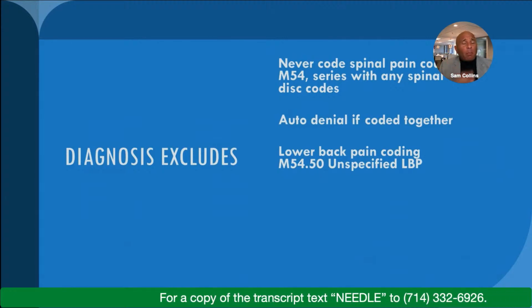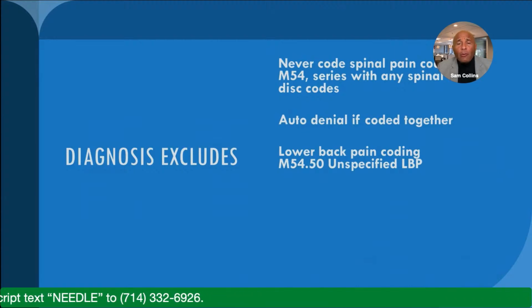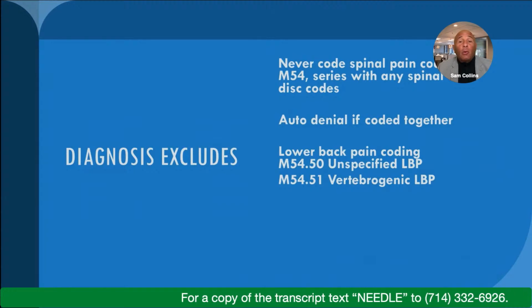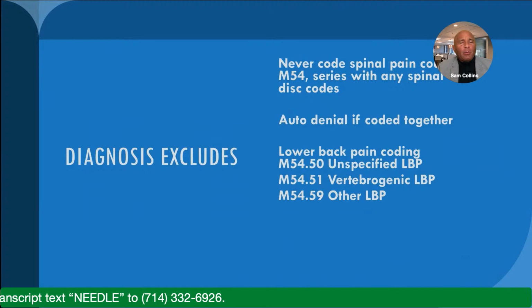And let's keep in mind, back pain codes updated. What is that, 4 years ago now? However, I want to make sure it's clear the back pain codes are M54.50 for unspecified low back pain. We have M54.51 for vertebrogenic low back pain. And then we have M54.59 for other low back pain. You might be thinking, well, Sam, that's not new. Why are you updating it?